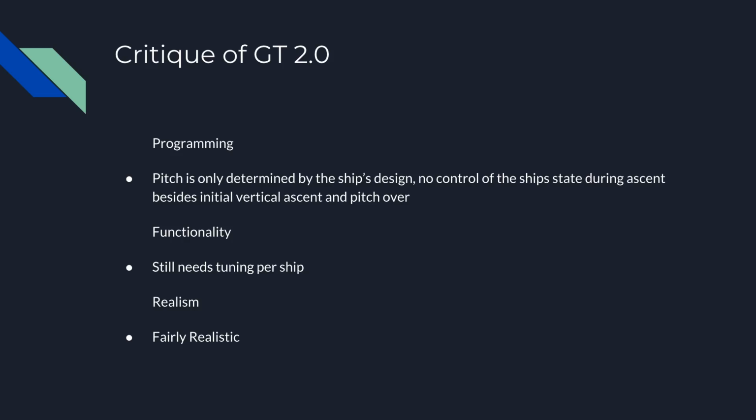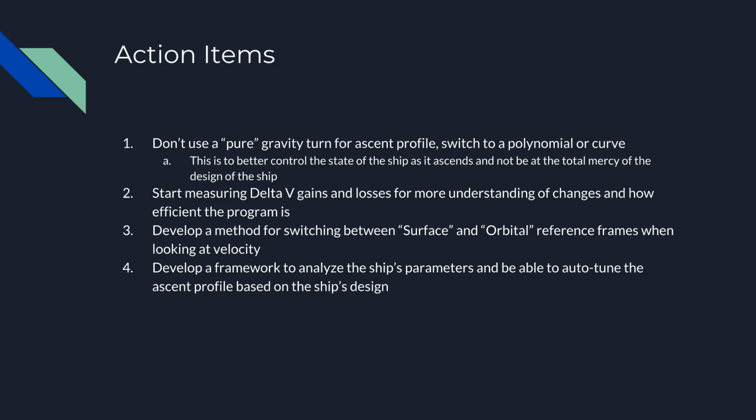If a ship can get to orbit, I don't want to be sitting there fiddling with the inputs. I don't want to be changing the ship design too much to accommodate these inputs. It's not a good thing. The ship still needs tuning, or the inputs still need tuning. Again, it's more realistic than the previous one because now we're coasting, trying to get the ship at a certain state whenever you pitch over. So that's improved. But here are the action items.